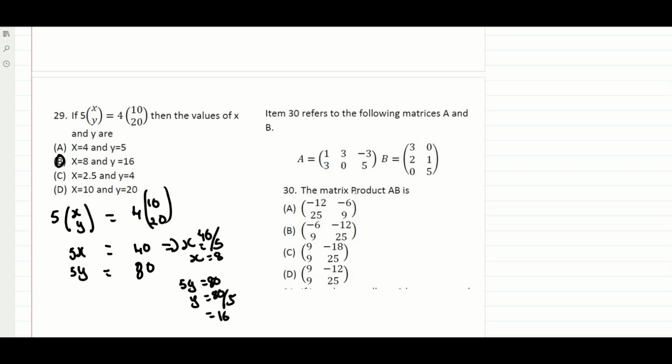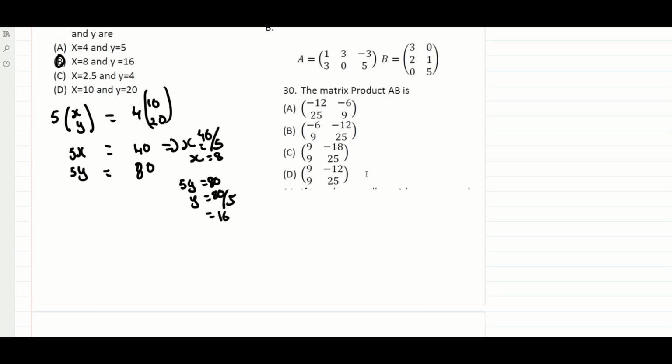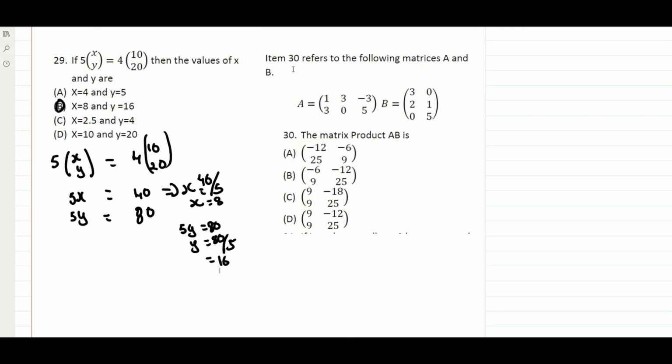And then they say, do we really have to multiply this out? Okay. Item 30 refers to the following matrix A and B. The product of A, B is... Okay, let's see if we can multiply this. This is 2 rows by 3 columns, and this is 3 rows by 2 columns. So when we multiply this, we see that these are equal, hence they're conformable to multiplication. The resultant matrix would be these two. So we'll get a 2 by 2 matrix.